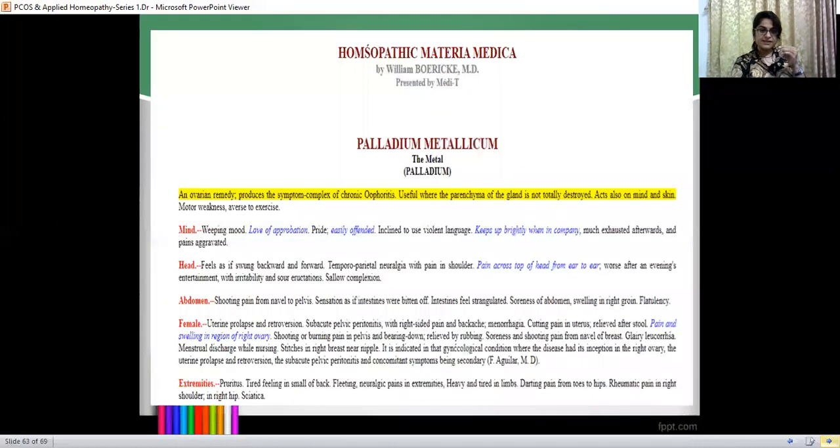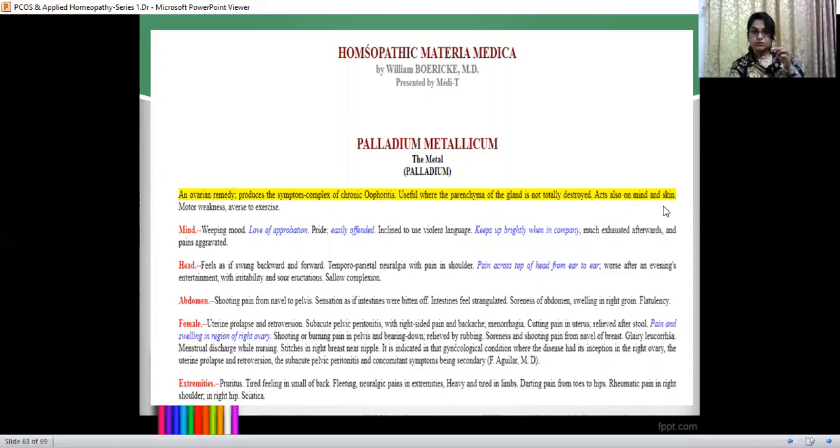So let's see why I have selected palladium. I preferably refer to source books. Let's see Boericke about palladium as an ovarian remedy. We haven't gone through this, no? The first sentence in Boericke about palladium gives it as an ovarian remedy. It produces the symptom complex of chronic oophoritis, useful when the parenchyma of the gland is not totally destroyed. See, the parenchyma is not totally destroyed.